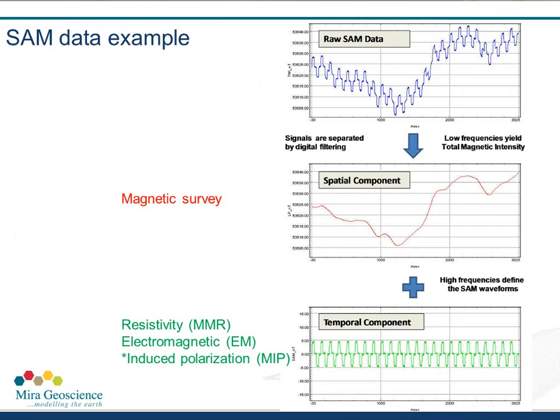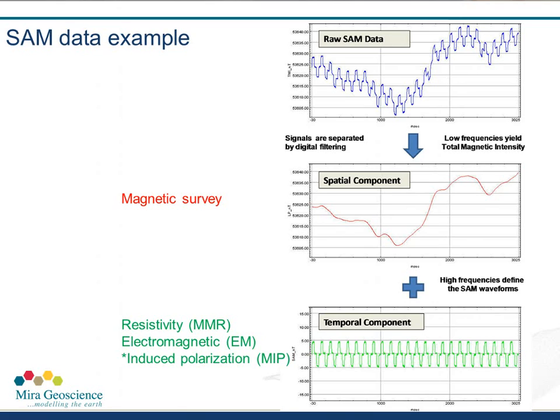So let's look at some sample data. Here's a typical line of data across either ground or airborne. You can see that it varies temporally, so along the line, like that. And superimposed on that is the induced waveform, the 50% to second waveform.